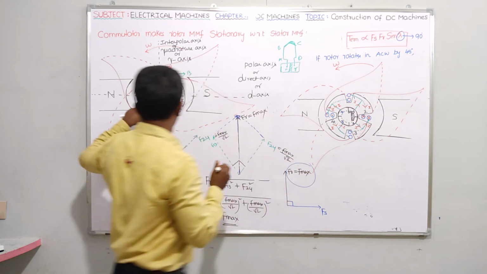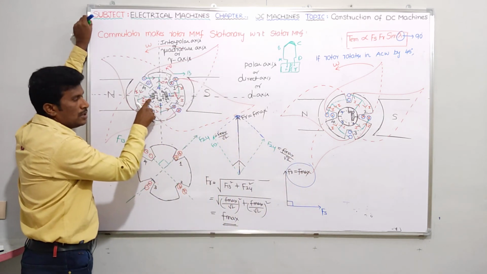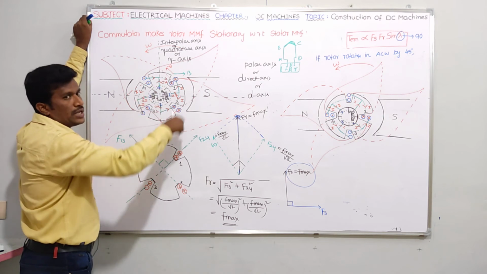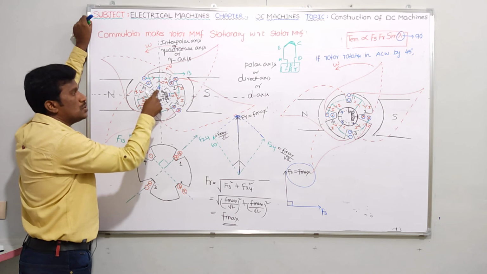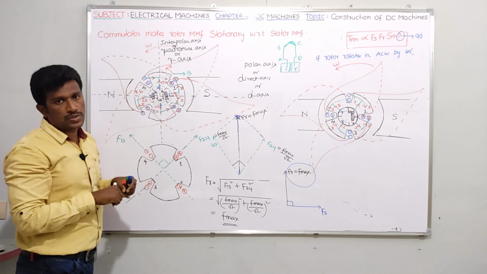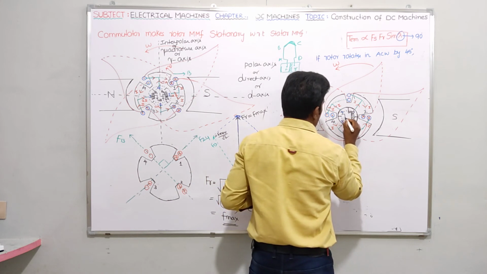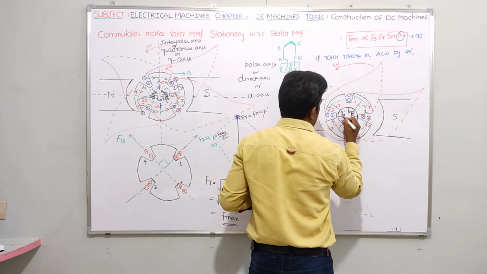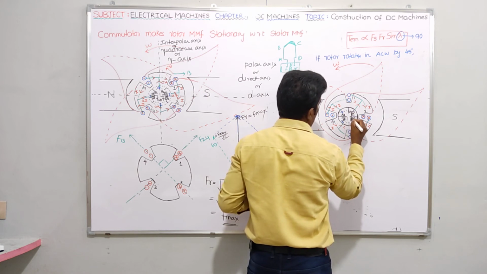Similarly here, initially brush 1 is connected to segment number 3. Now because of the anti-clockwise rotation, brush B1 will be connected to not only segment number 3 but also segment number 4. Now brush B1 will be in contact with the third segment and the fourth segment. Is it clear? Right, completed.